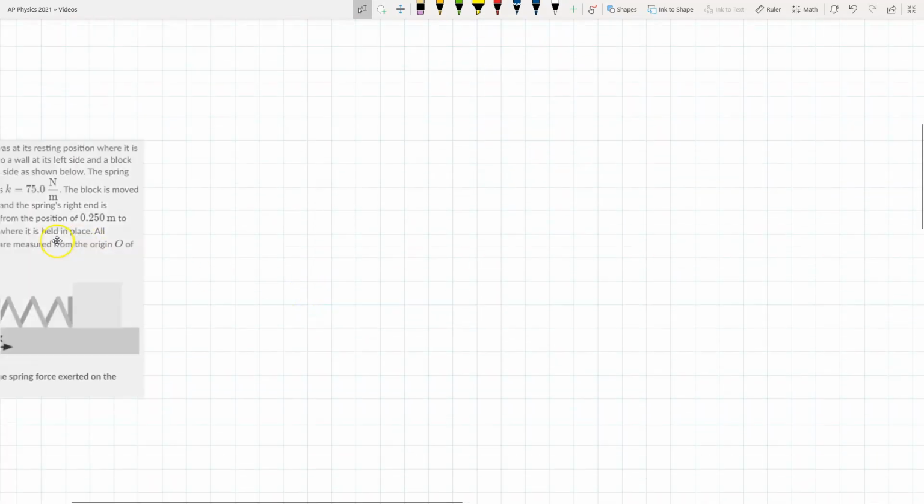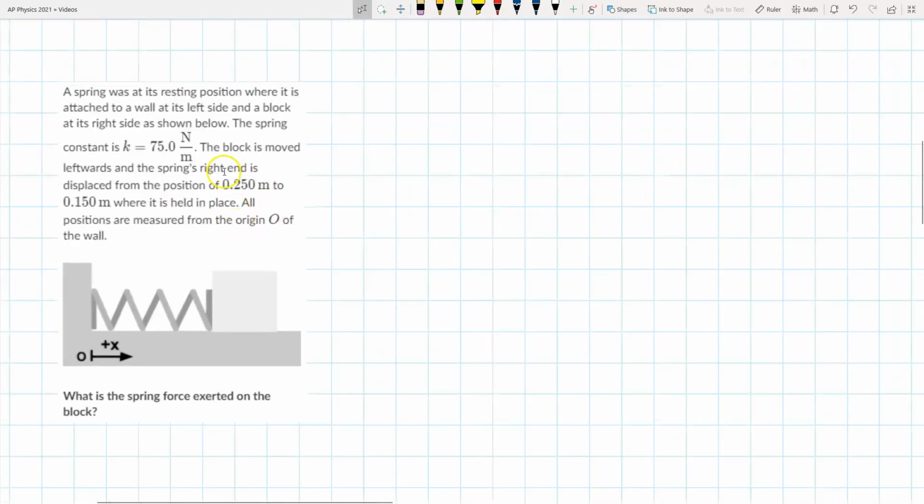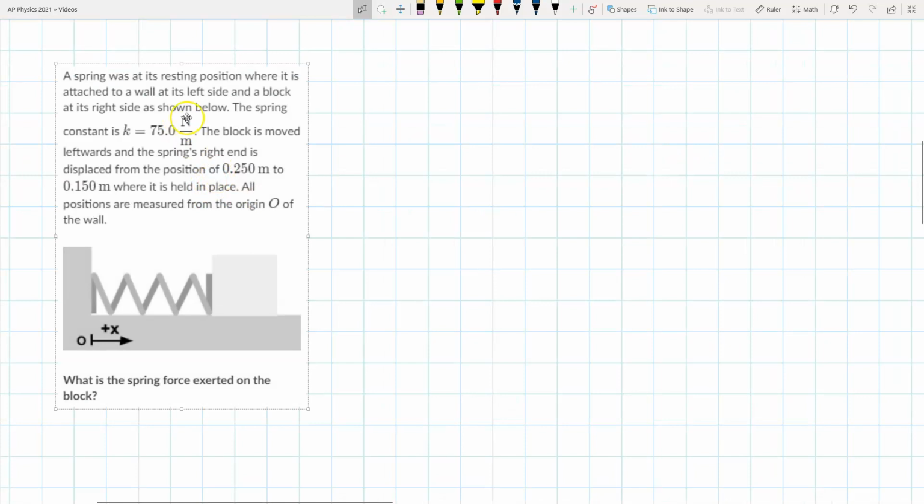This one is more in line with what the Khan Academy stuff will be. A spring was at its resting position where it's attached to a wall at its left side and a block at its right side, as shown below. Okay, so there's the block. It's kind of hard to see, but the spring constant is K. There we go.